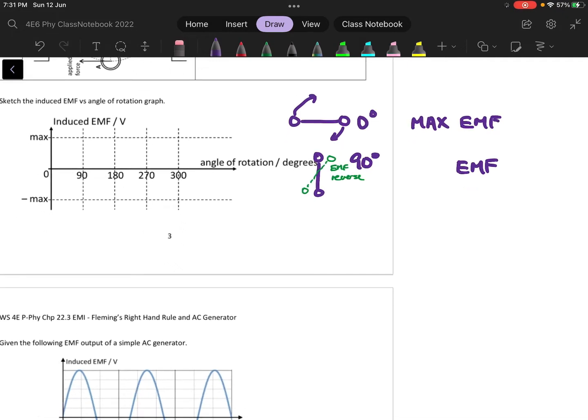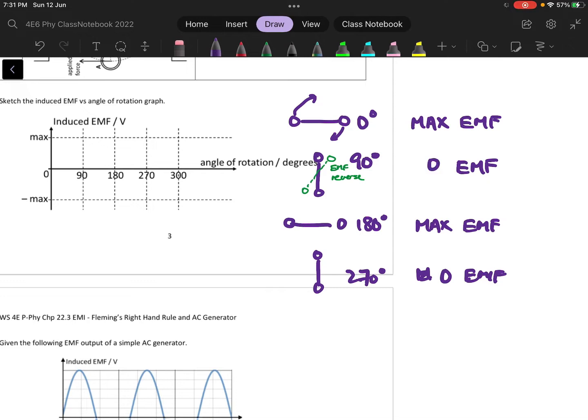And of course, it will go back to a maximum when the coil goes back to its horizontal position, which is 180°. You will get back a max EMF, and the cycle basically repeats. When it goes back to 270, it is going to be 0 EMF again, right? So that's what we learned. So I'm just going to dot this so that you can see how it changes, right?